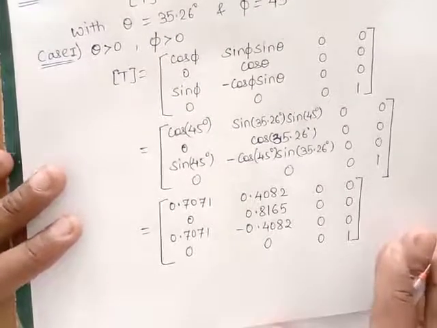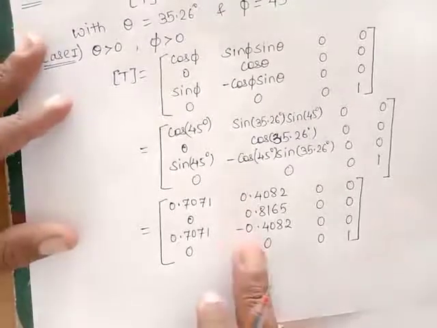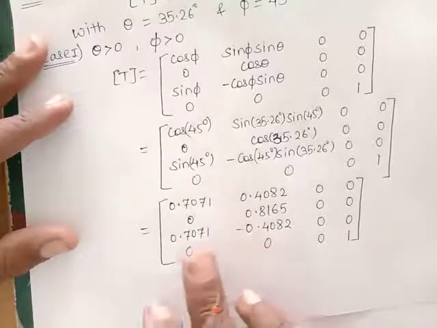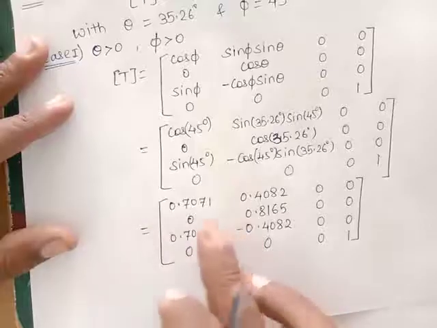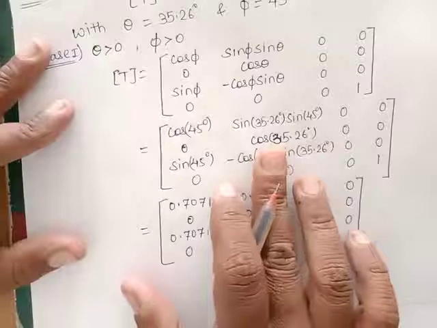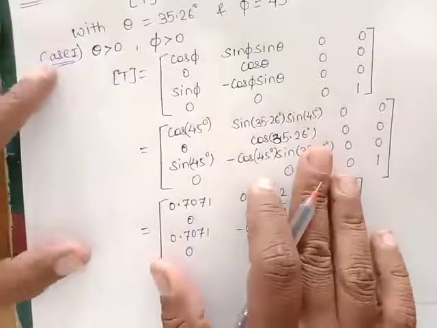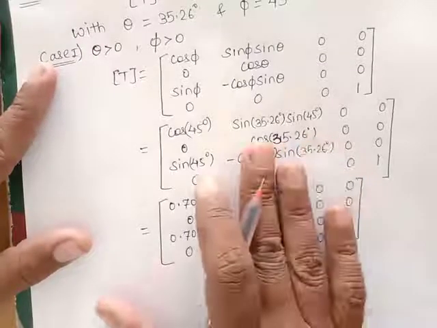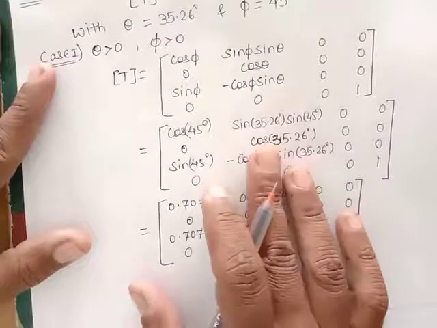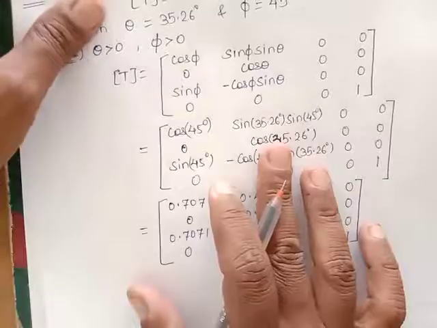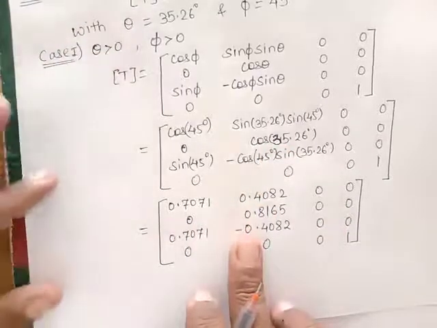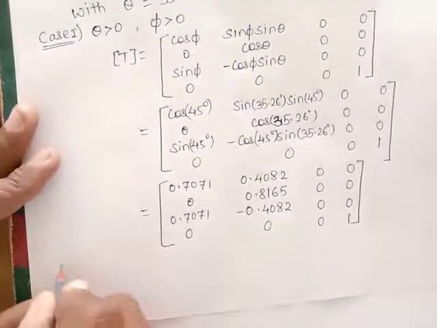Now, as I had taught in the previous problem, similarly for theta positive and theta negative, we can easily determine the transformation matrices, as we know the values of cos of minus theta and sin of minus theta. Cos of minus theta and cos of minus phi don't change the answers, while sin of minus theta and sin of minus phi will change the signs of these values in this matrix. Fine.